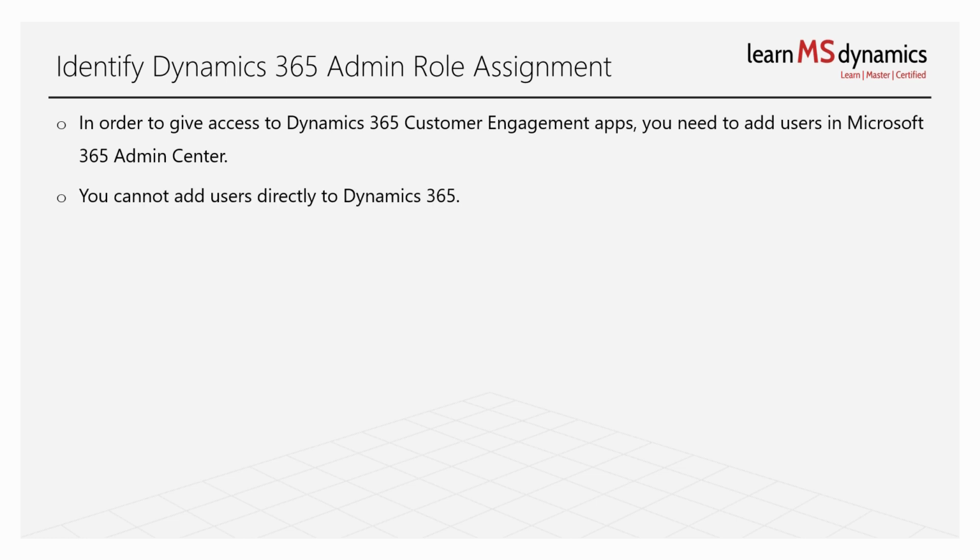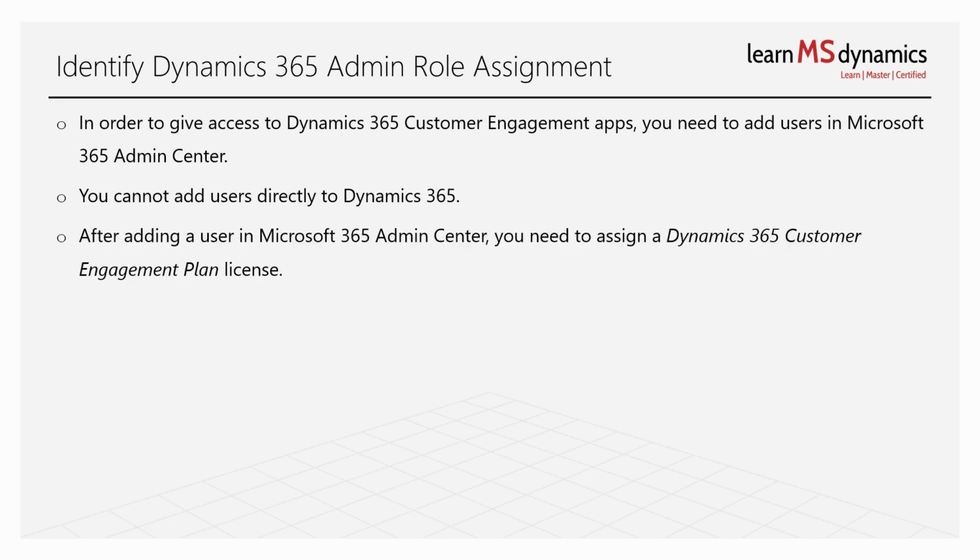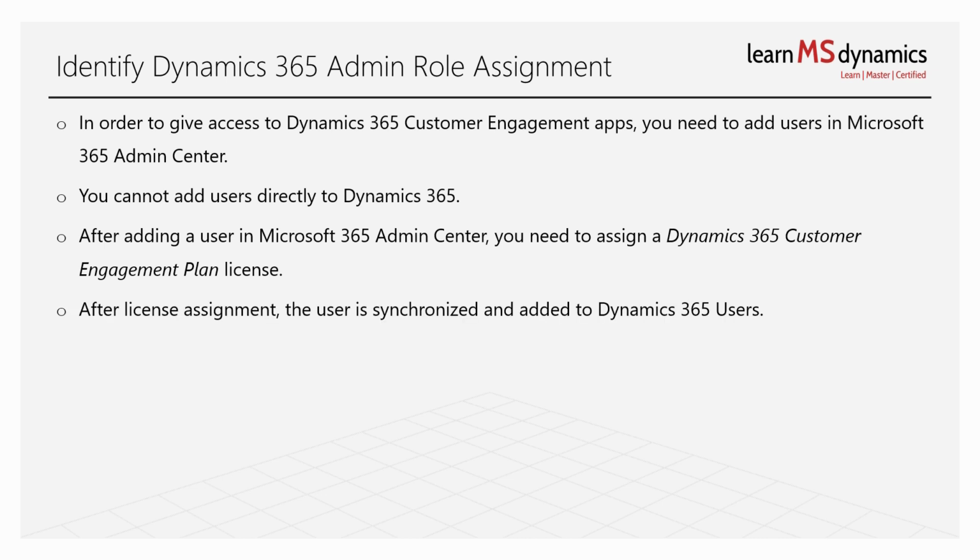So please note that you cannot add users directly to Dynamics 365. And after adding a user in Microsoft 365 Admin Center, you need to assign Dynamics 365 Customer Engagement Plan license. And once you assign the license, then only the user will be synchronized and added to Dynamics 365 users, where you can assign them security roles and define the permissions so they can perform actions and operations as per their business role.